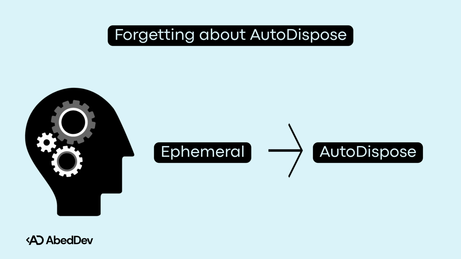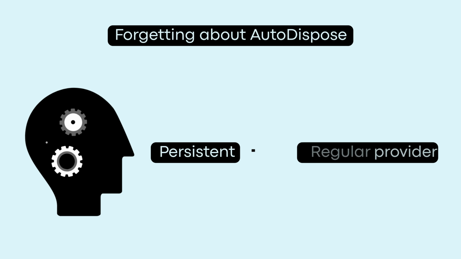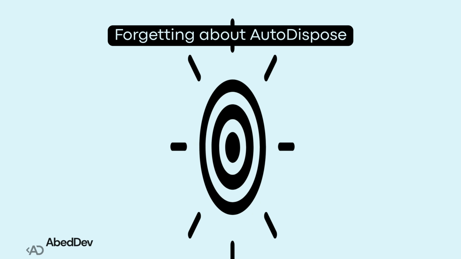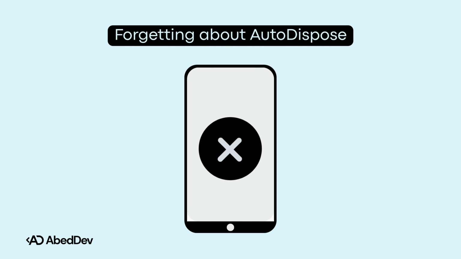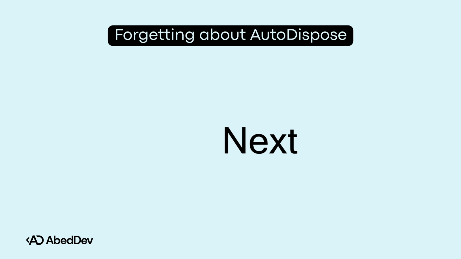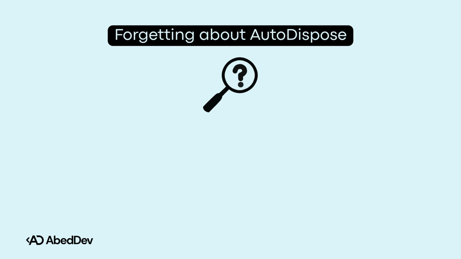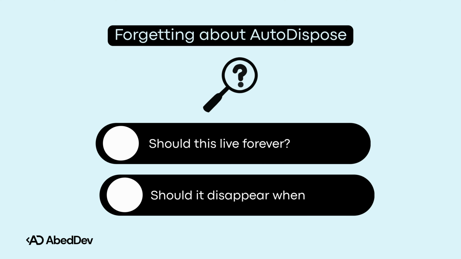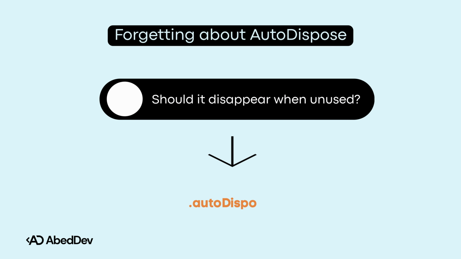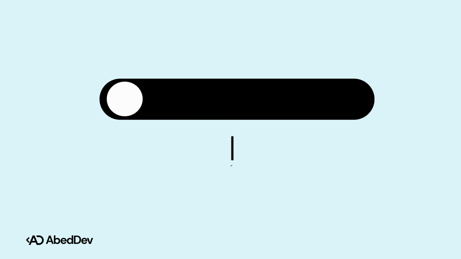Think of it this way: for temporary state, use autoDispose; for persistent state, use a regular provider. This small habit will save you from countless memory leaks and weird bugs down the road. So, next time you create a provider, ask yourself: should this live forever, or should it disappear when unused? If it's the latter, autoDispose is your best friend.